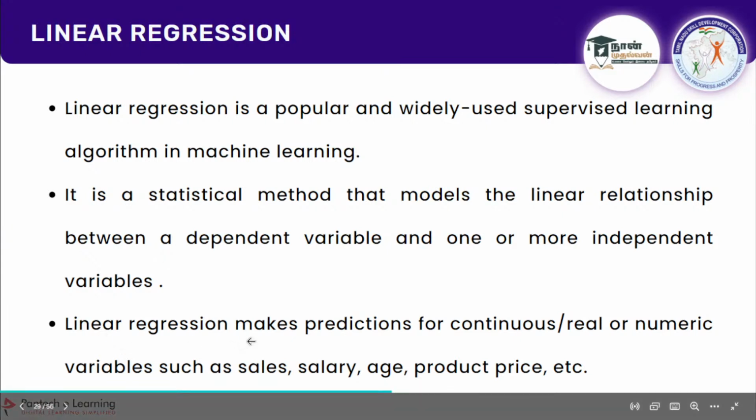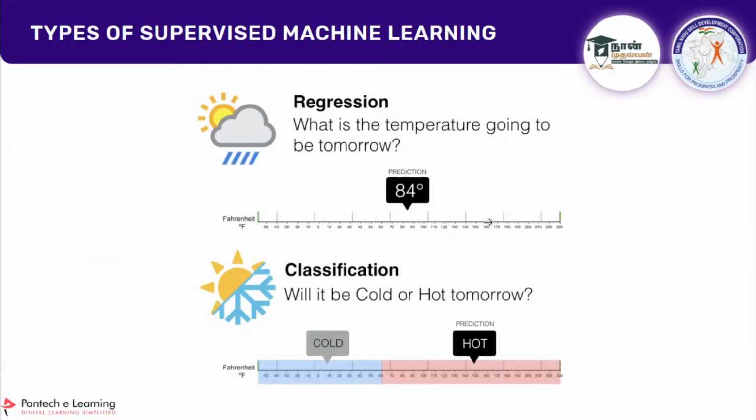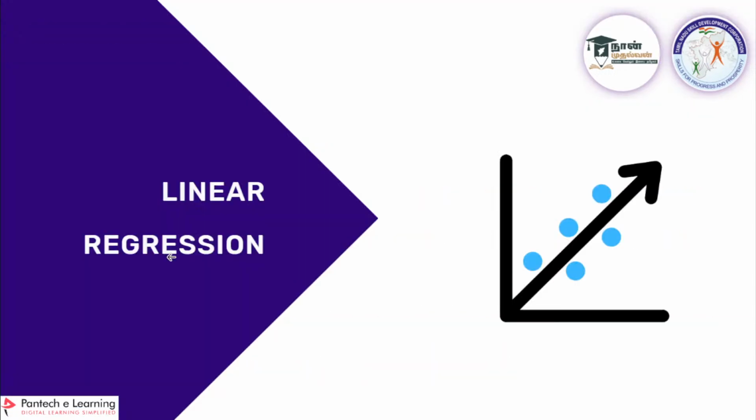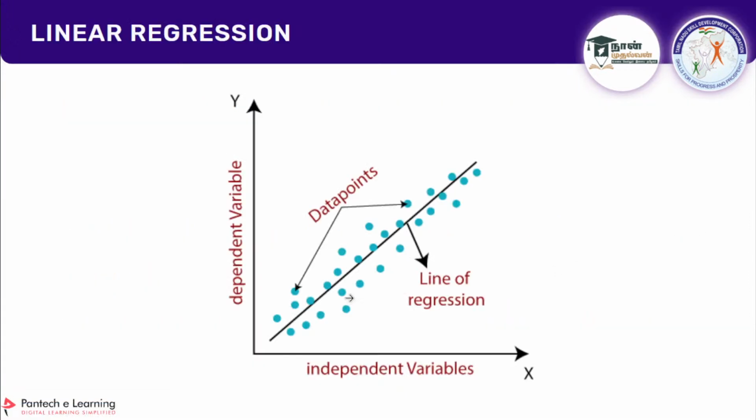So linear regression makes predictions for continuous or real or numeric variables like salary, sales, age, product price, or like this temperature. Okay, it is a continuous variable prediction. You can go with linear regression. It is going to be like this. So what is that? This is what a graph of linear regression looks like.